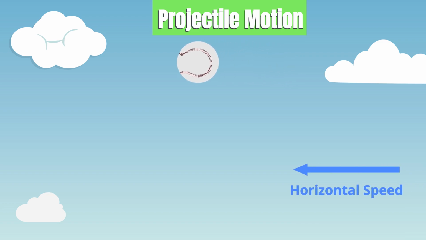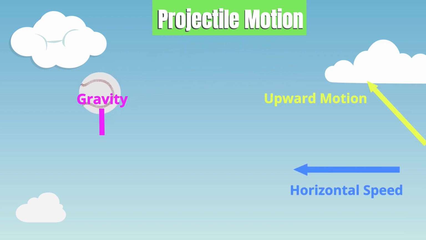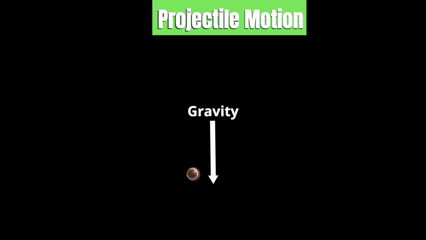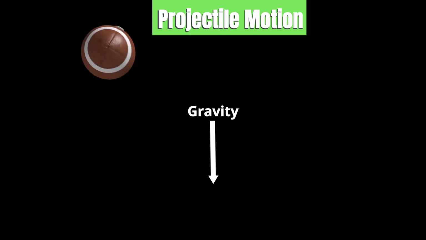One for its horizontal speed and one for its upward motion. Gravity is going to bring it back down, of course. When you toss it, gravity acts as a vector pulling it downward. Together, these vectors create that nice arc in the air. It's like a dance between upward and sideways movement.